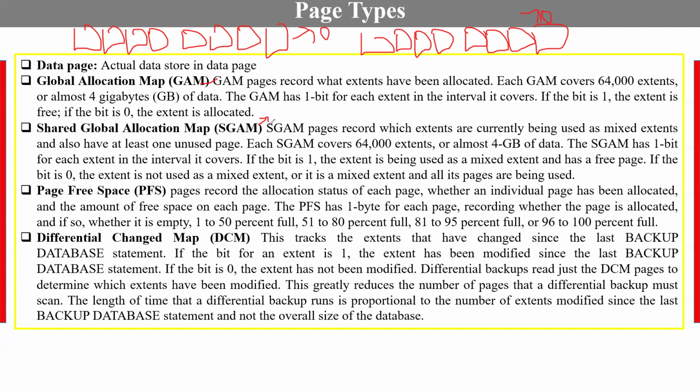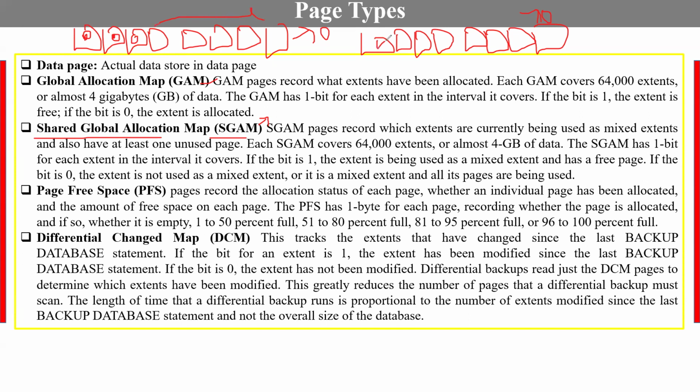SGAM also contains information of 64,000 extents, which hold 4 GB of data. Who is handling this information? SGAM. SGAM contains whether an extent is free or consumed with data. That information is handled by SGAM. For example, this page has been consumed with data, this page has been consumed with data, and the rest of the pages are free.